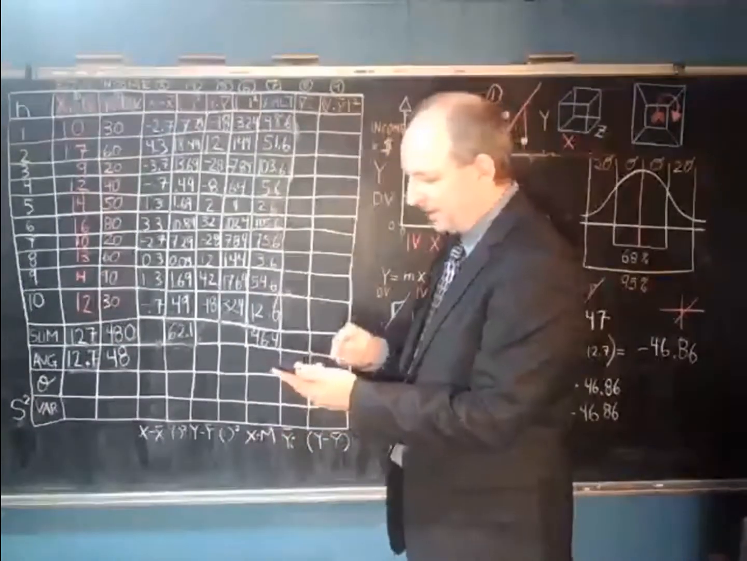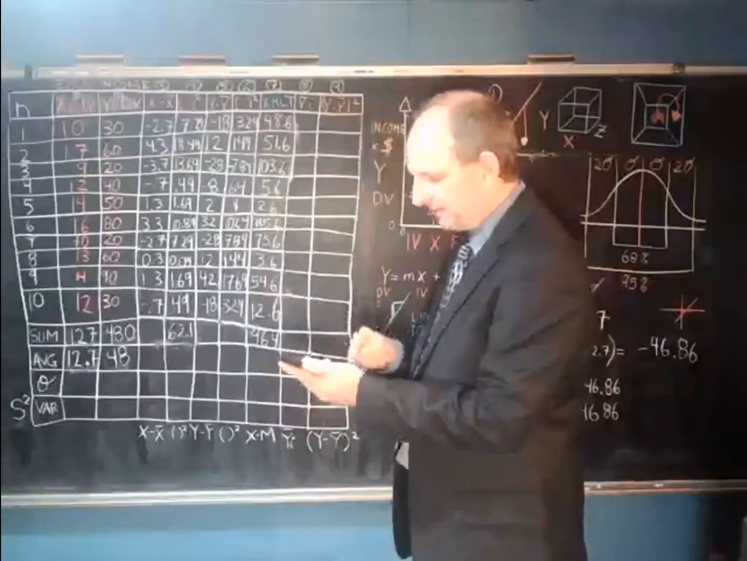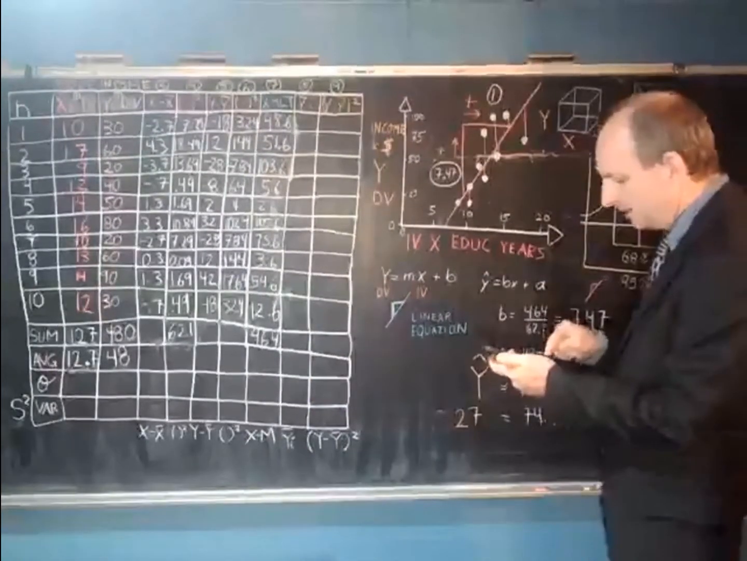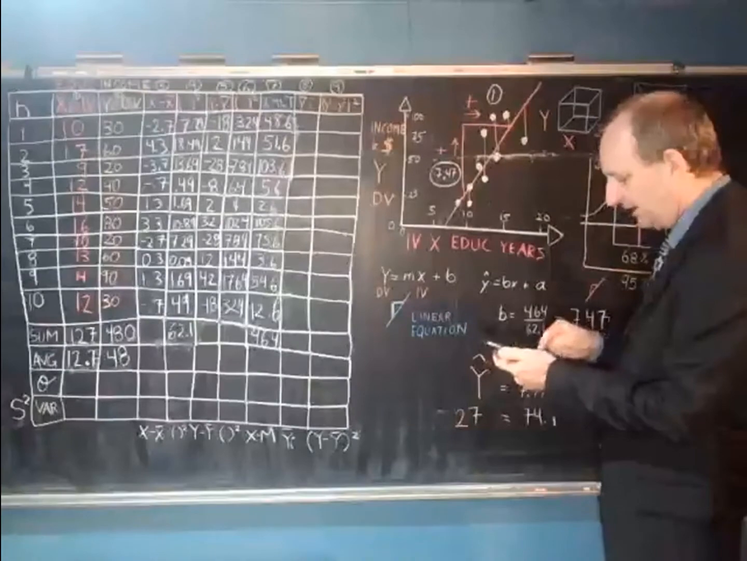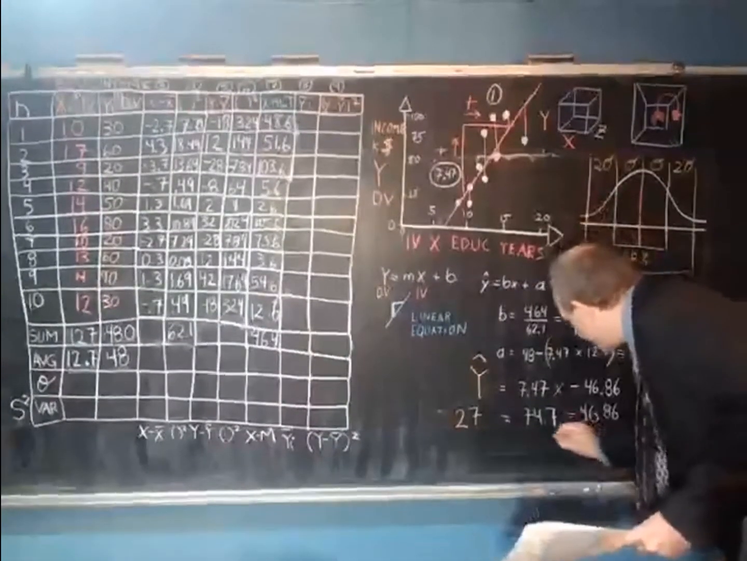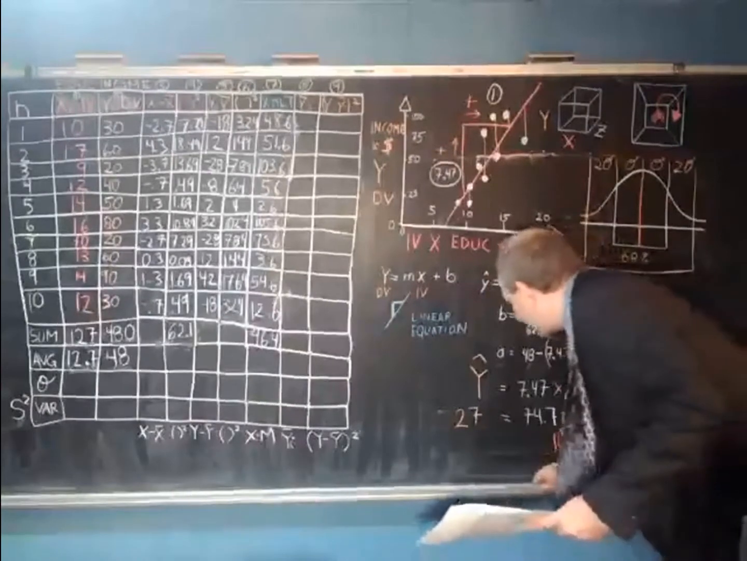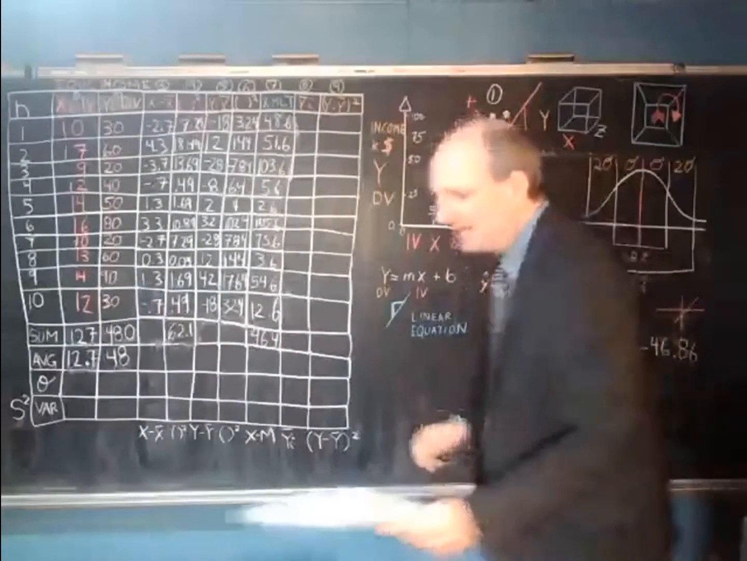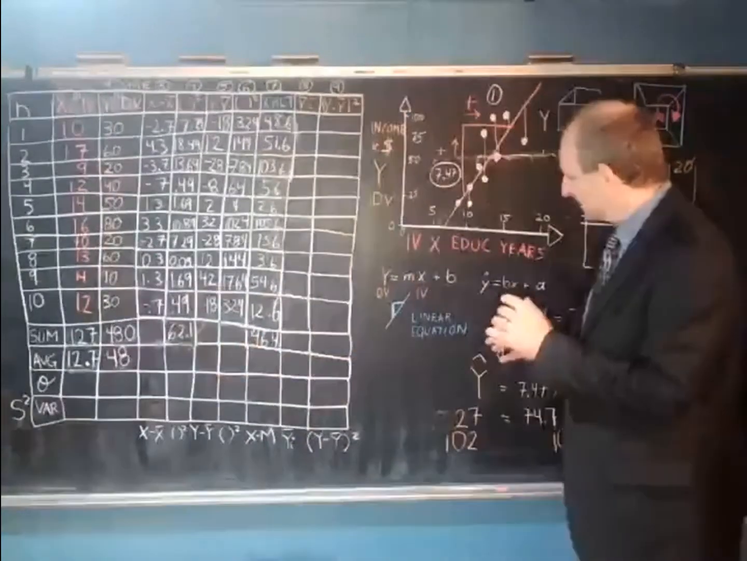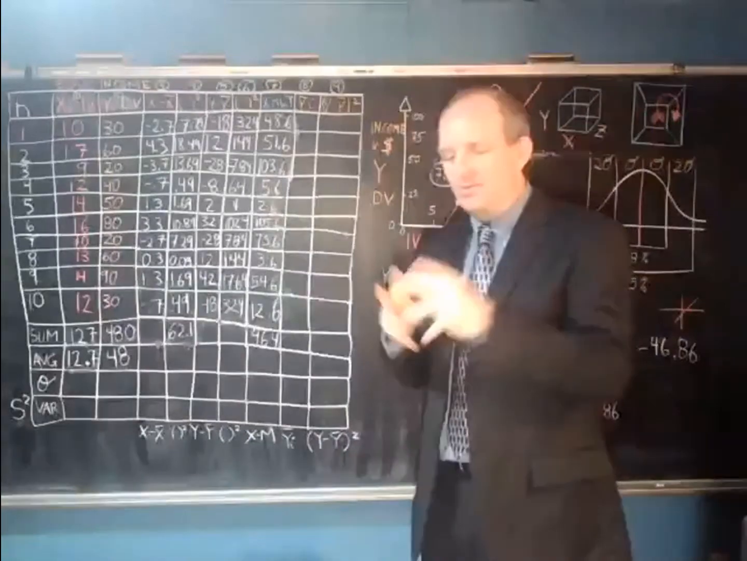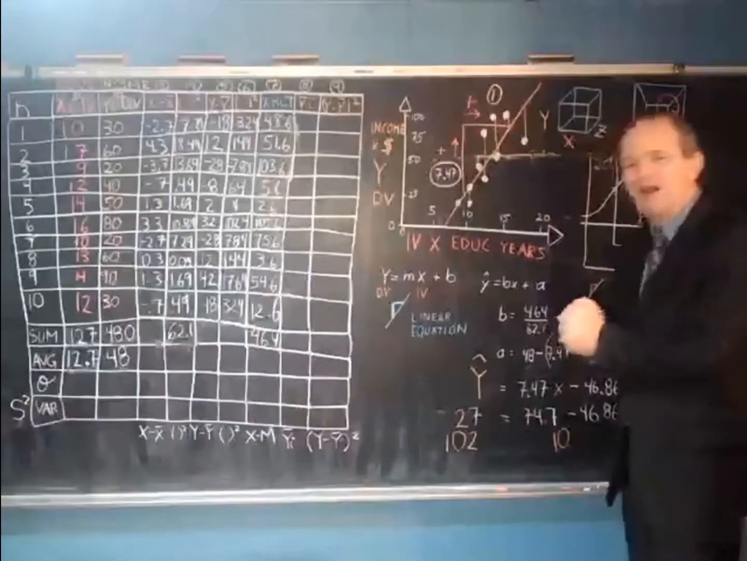20 times 7.47 is equal to 149 minus 46.86 is equal to 102. So if I'm in school for 10 years, I'm going to make $102,000. Wow, that's so precise. The incredible thing about this ability to make a prediction is that we can do it with as many independent variables as we want to include.